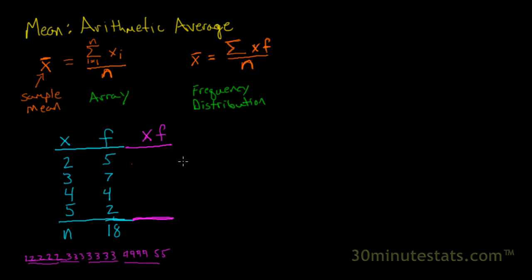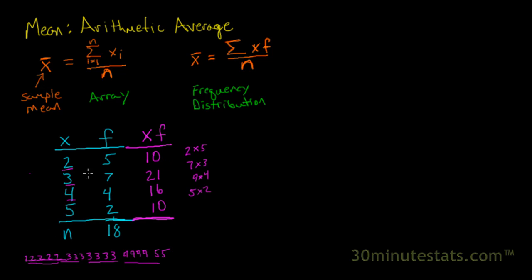So the value of x times its frequency. We'd have 2 times 5, and we get a value of 10 here. And then 7 times 3, we get 21. And then 4 times 4 is 16, and 5 times 2 is 10. Okay, so now we've multiplied x times f, and that gives us the sum of all the observations in each of these values of x. So there are 5 2s, and when you add them all up, 2 plus 2 plus 2 plus 2 plus 2, we get 10.